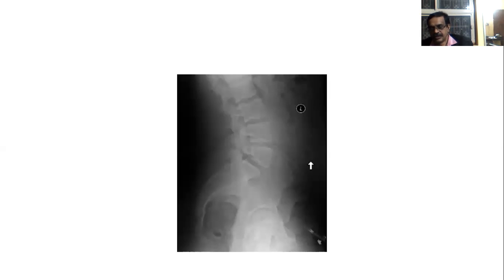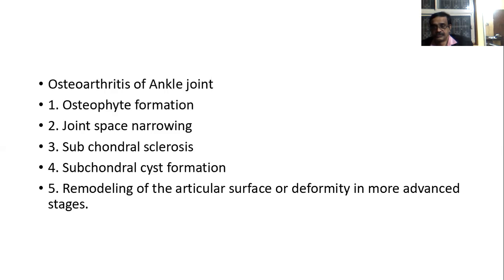Here again an X-ray of lumbar spine. You can see reduced joint space and subchondral sclerosis. Now coming to osteoarthritis of the knee joint, there are 5 findings: osteophyte formation, joint space narrowing, subchondral sclerosis, subchondral cyst formation, and remodeling of the articular surface or deformity in more advanced stages.